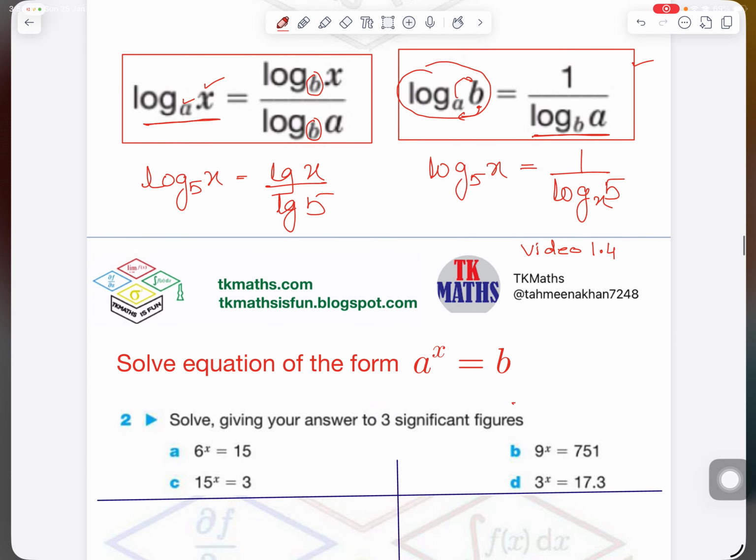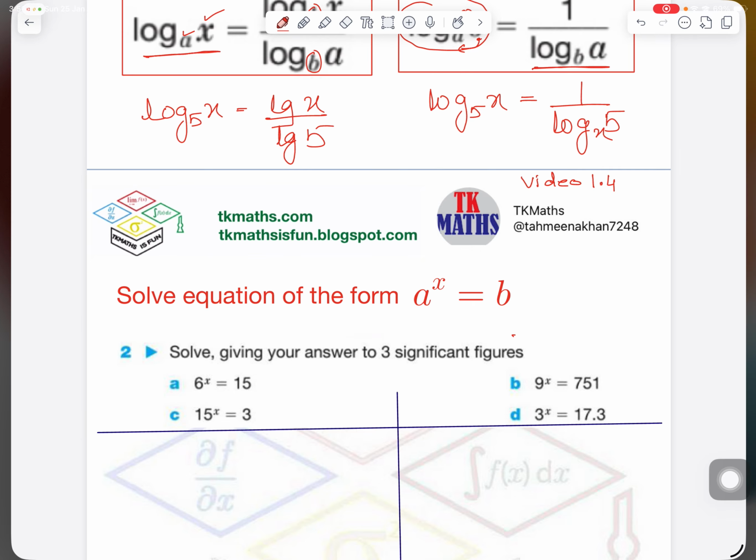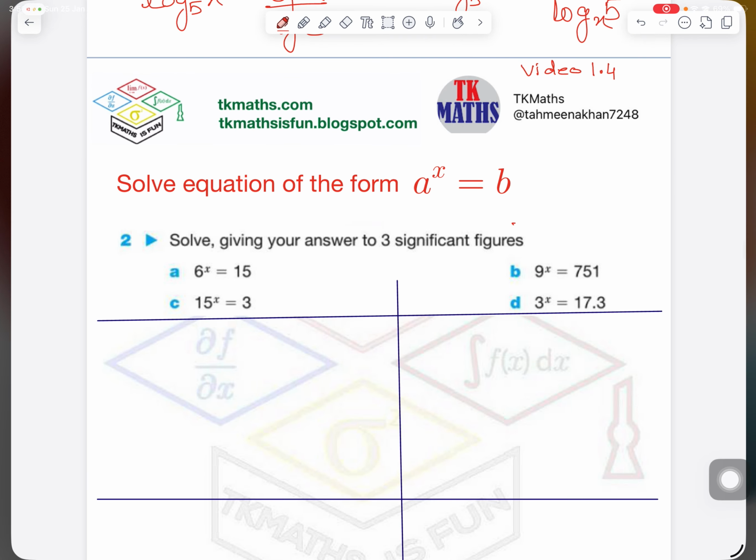So let's start. First of all, solving the equations, exponential equations, which are given in this form. Whenever you see the power is x and the question is saying solve, it means you have to find the value of x. Then it means it has to come down. The way to bring it down is to apply the power law of logarithm, because log is used to find the value of power, right?